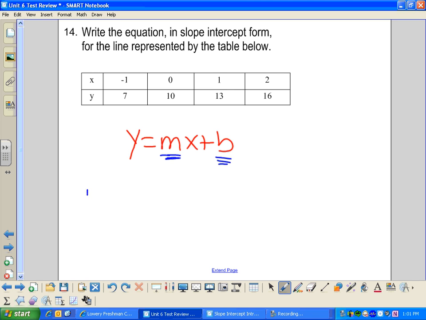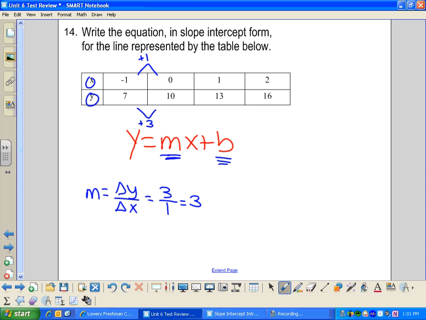I know my slope is change in y over change in x. So let's pick any 2 points on the table if I know it's a line. I've got -1 to 0. I'm adding 1 there. I'm going from 7 to 10. I am increasing by 3. So my change in y is going to be 3, and my change in x is going to be 1. So my slope is 3.